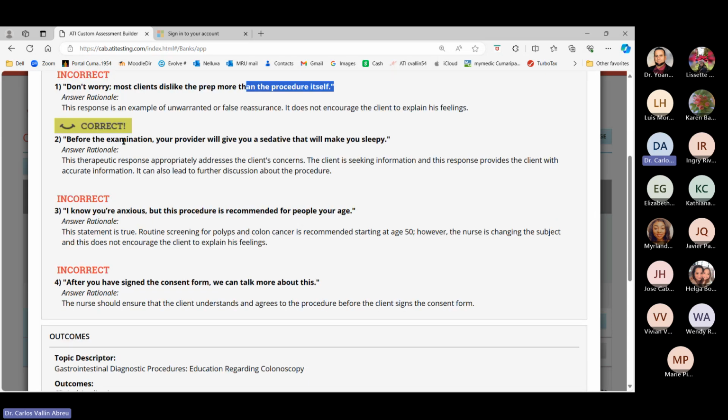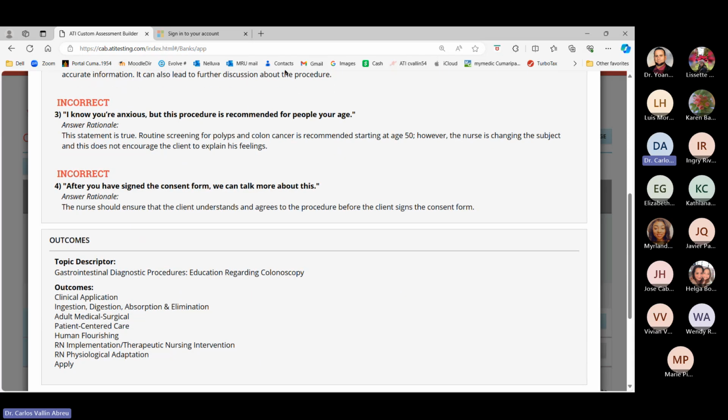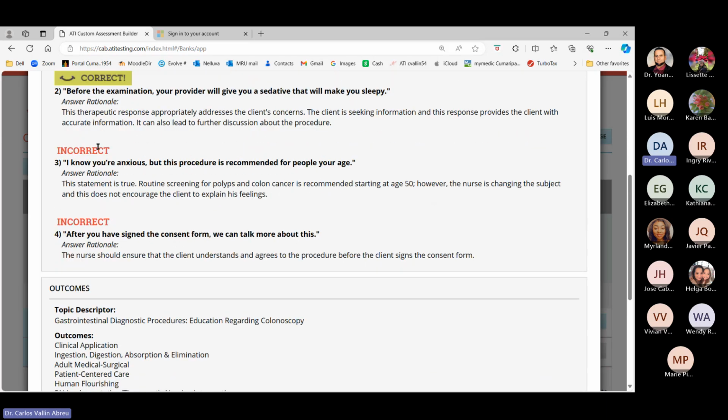"Okay, before the examination, your provider will give you a sedative that will make you sleepy." More than sleepy, you're going to be sleepy. So you never notice anything when you have the colonoscopy.